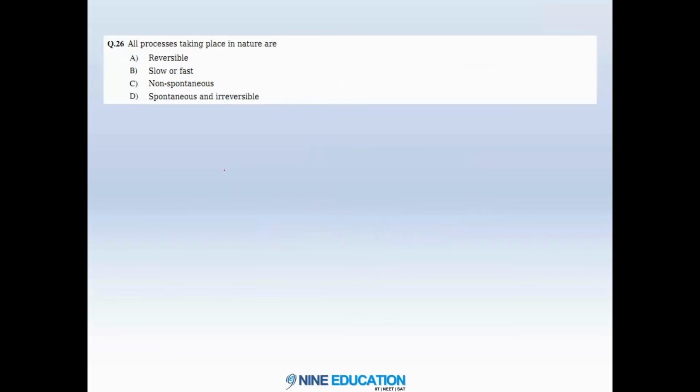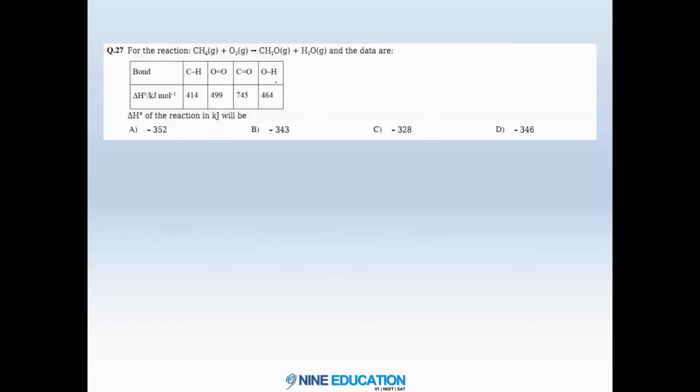As you can see, the first question: all processes taking place in nature. It's a second law statement that all natural processes, spontaneously occurring processes, are irreversible, right? So all processes taking place in nature, that is nothing but natural processes, they are spontaneously occurring. Nobody is aiding them. So naturally they are occurring and they are to be irreversible, right? It's a straightforward theory-based question.